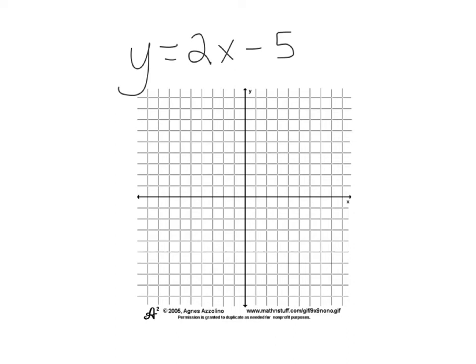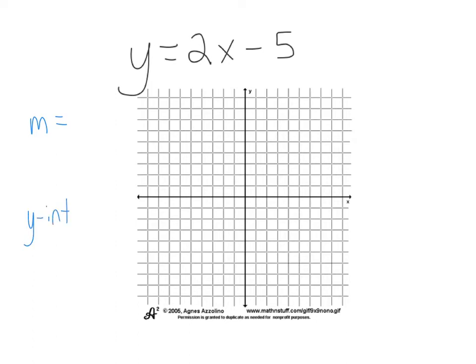Hey 8th graders, in this video we're going to review how to graph lines that are in slope-intercept form, and we're going to graph them on our coordinate grids. So our first example is y equals 2x minus 5. I want to graph this onto my coordinate grid. So I know that there are two things I need when I am graphing. I need my slope, and I need my y-intercept.